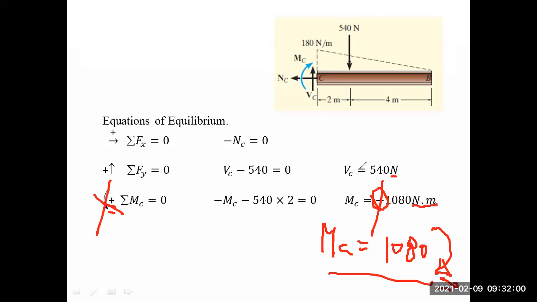Unit, you have to write like this. For this V sub C, V is the shear transverse force, this one. So it's shear, so indicate it V sub C, point C. And N sub C, normal to this section. This one is parallel to the section, within the plane, so it's a shear force. Moment, we know moment.